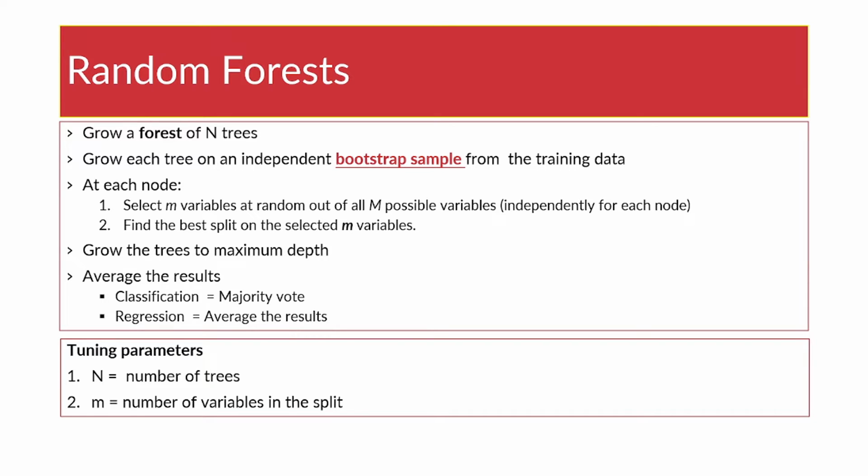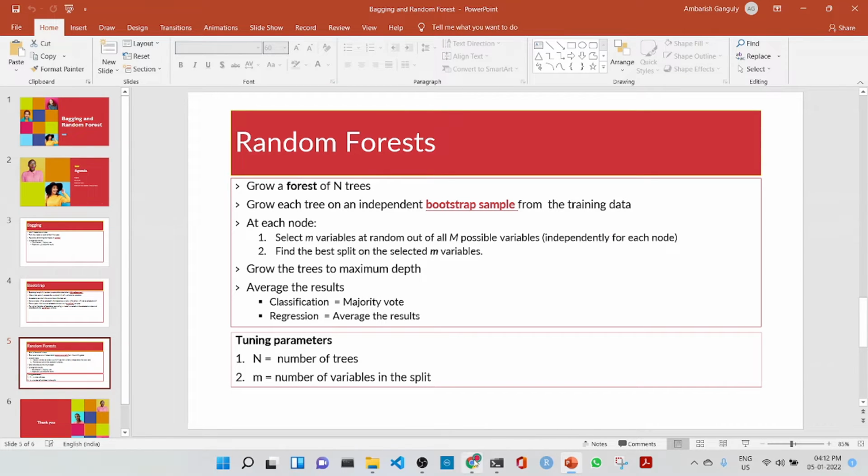So the difference between bagging and the random forest is that at the node we are selecting m variables out of the possible number of variables that we have, and we are finding the best split on the selected m variables. So the tuning parameters are the number of trees that we would be building, and m, the number of variables in the split. So let's see this in action with the house sales.